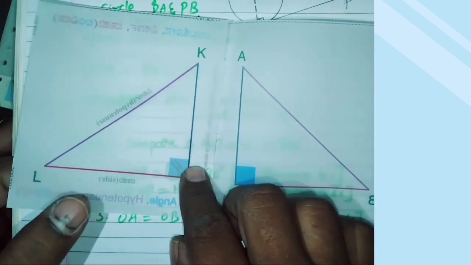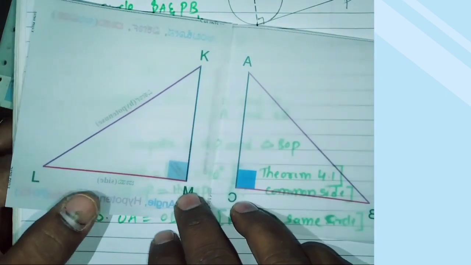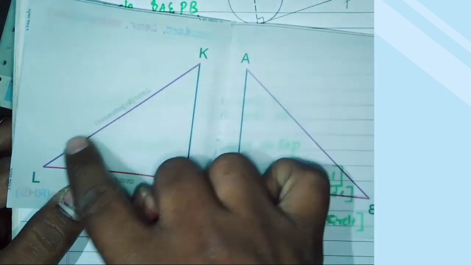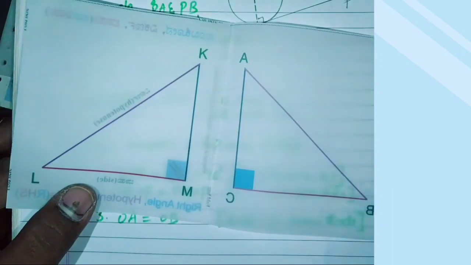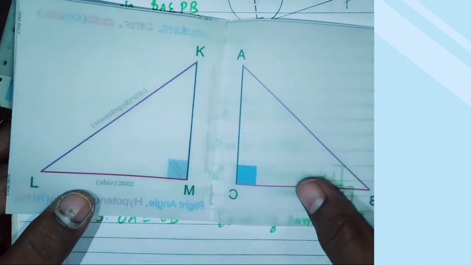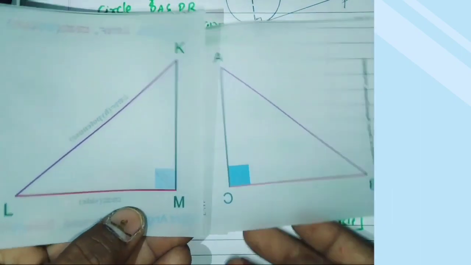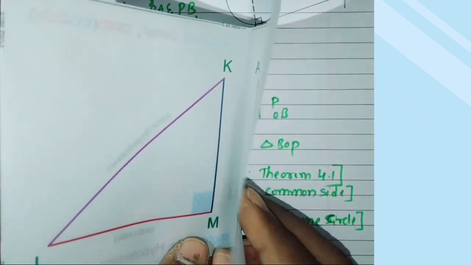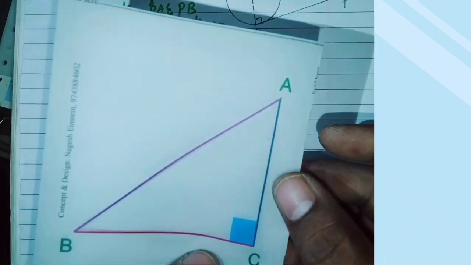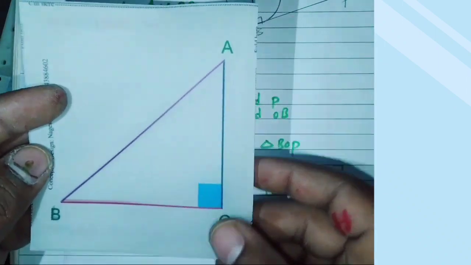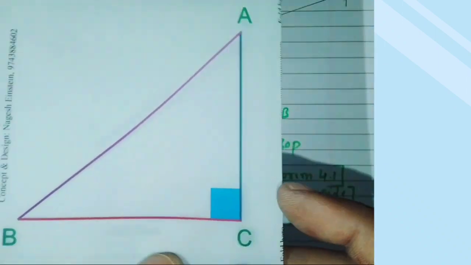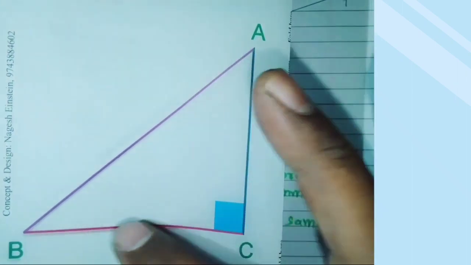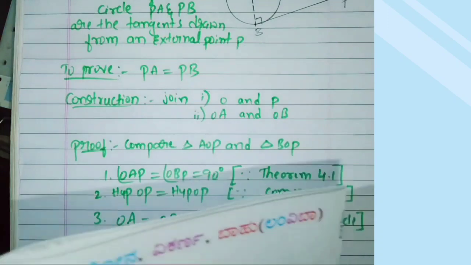When I say congruent, all the three elements must be equal, that is angles, sides, and also the size must be equal. So that is called congruency. Now you can see that. Now I will fold here. See, these two triangles overlap and coincide, hence this is called congruency of this triangle.